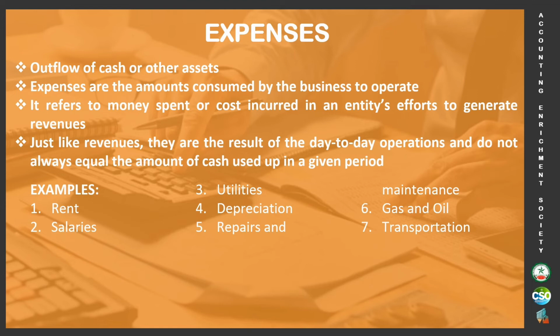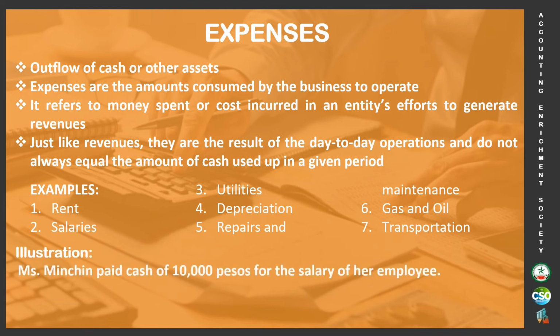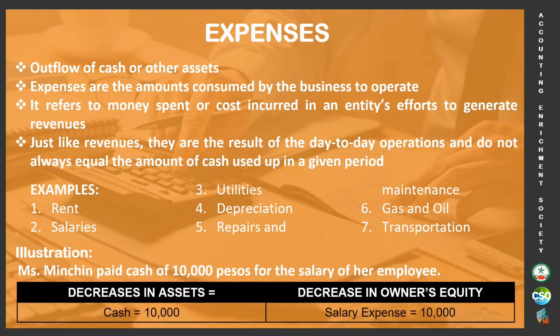So, dito, meron din akong illustration. So, Miss Minchin paid cash of 10,000 pesos for the salary of her employee. So, si Miss Minchin daw, nagbayad siya sa halagang 10,000 para sa salary ng employee niya. So, meron tayong salary expense. And mababawasan ng 10,000 pesos yung cash ni Miss Minchin, which resulted in decrease in her assets as well as decrease in her owner's equity. Just like sa table na pinakita ko kanina, kasi 'di ba expenses decreases the equity. So that's it. We already done discussing the 5 major accounts.